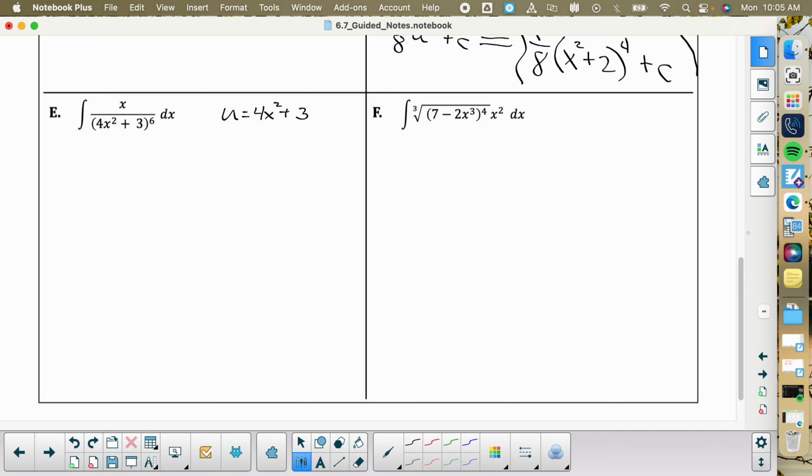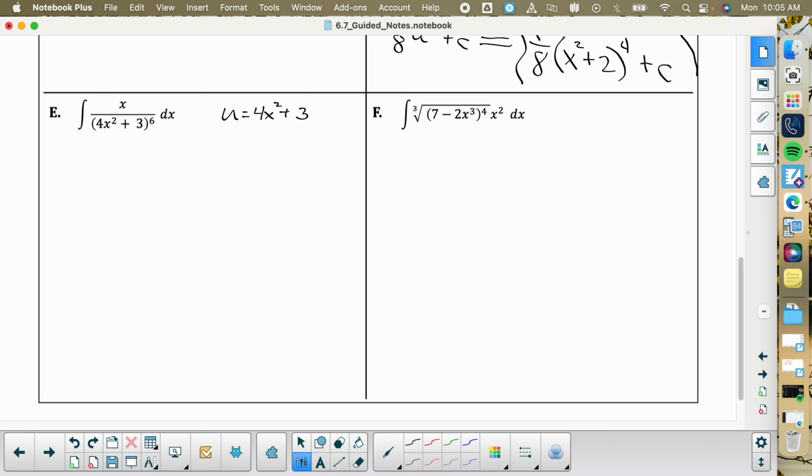I've gotten to the point where it's kind of automatic, where I look to see if the derivative of something else is present within the problem. Because that's how the U substitution works. And that's going to be most of the integrals, to be honest. So that's the U substitution.